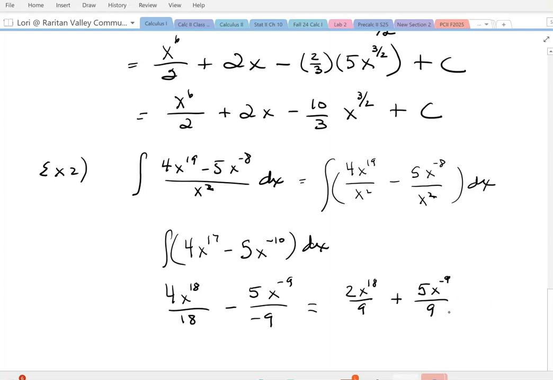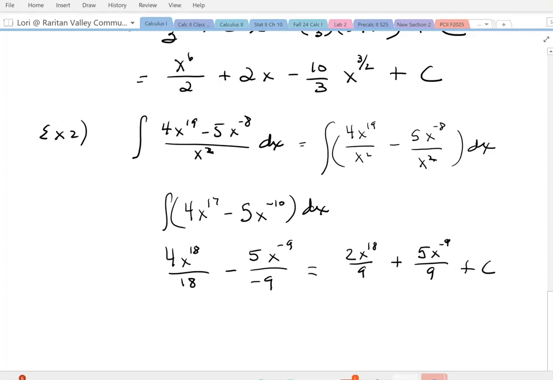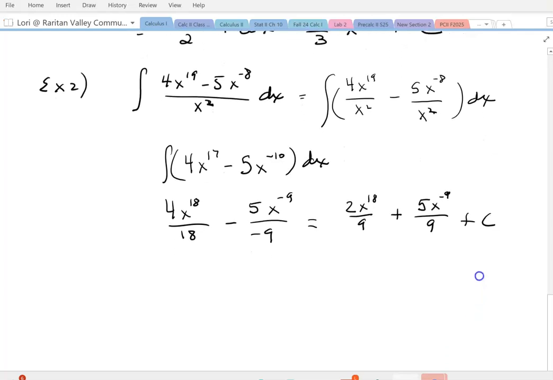Okay, you can put that together as one fraction if you wish. There are different acceptable ways to write that answer. You can certainly write (2x to the 18th plus 5x to the negative 9) over 9. You can move the x to the negative 9 to 9x to the 9th in the denominator, but we can leave it like that for now.